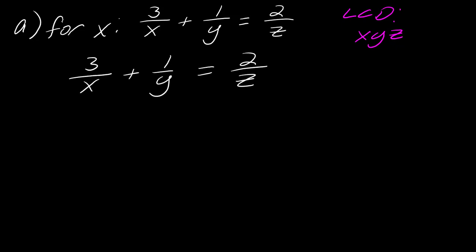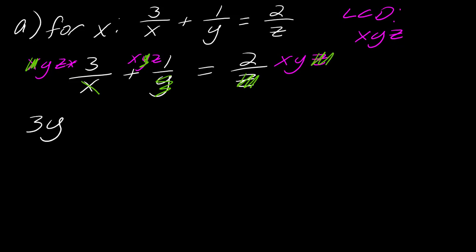So there's my problem, and now I'm just going to multiply each part by xyz. So you can see me doing that here. Okay, so now in looking through this, this x will cancel out this x, this y will cancel out this y, and then this z will cancel out this z. So in the end, I'm left with 3yz plus xz equals 2xy.